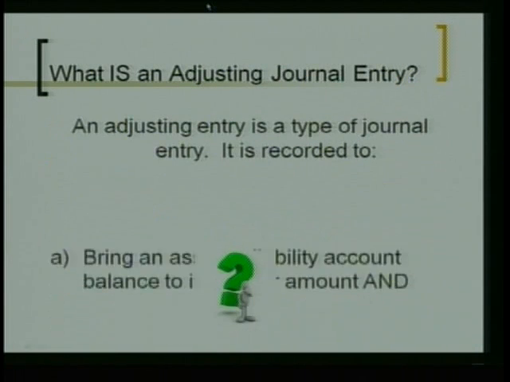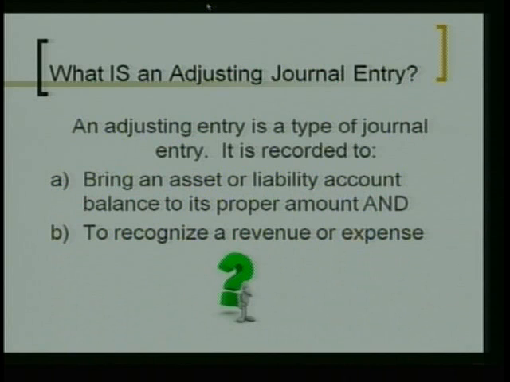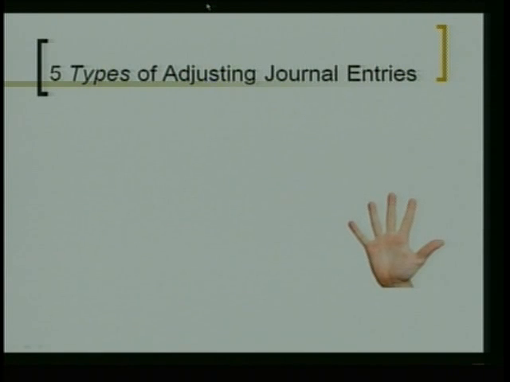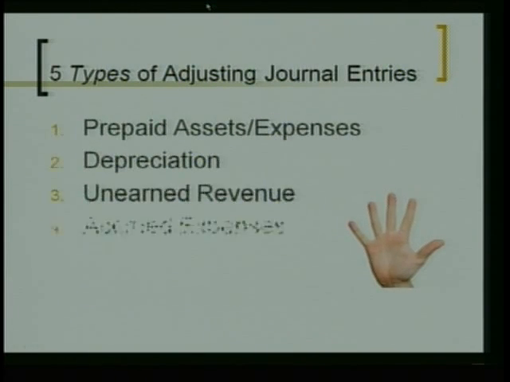We talked about an adjusting journal entry. It is a type of journal entry that's recorded to bring an asset or liability account to its proper amount and to recognize a revenue or an expense, okay? We talked about AJEs are always made on the last day of the period. Some companies do financial statements every month, and thus they make AJEs on the last day of the month. Some companies just do annual financial statements, and thus they just do AJEs on the last day of the year. The cash account will never be part of an adjusting journal entry, all right? And then we talked about the 5 types of journal entries.